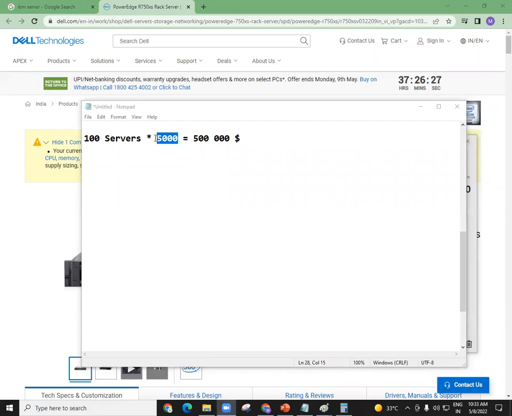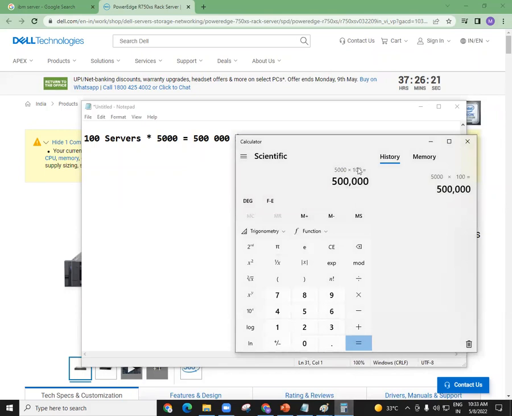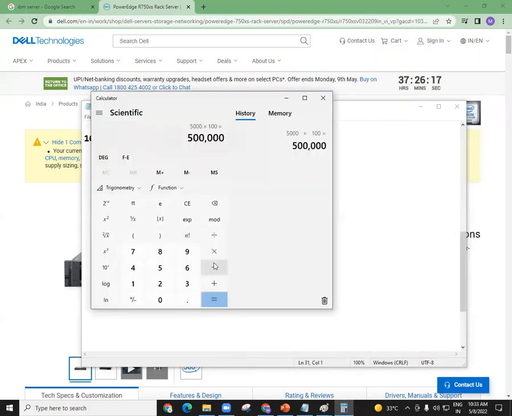Okay. So the total cost on servers a company has to spend is $500,000. That is $5 lakh. Let us see how much it will be in Indian currency. Multiply by 75 rupees. So it will be around 4 crore Indian rupees. Now that is some money, right? A company has to spend approximately 4 crore Indian rupees on servers to start their business. Just to start the business, they have to spend that much money.